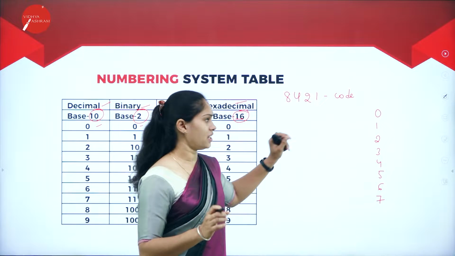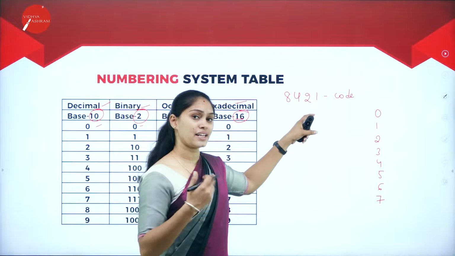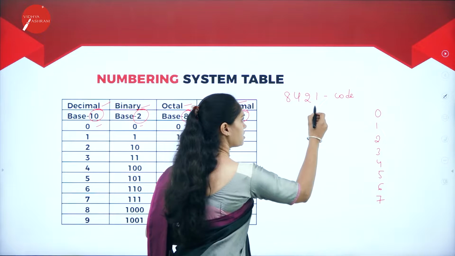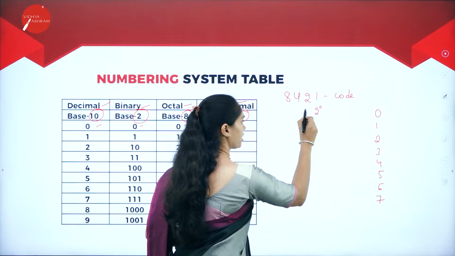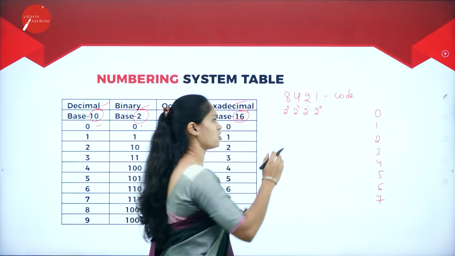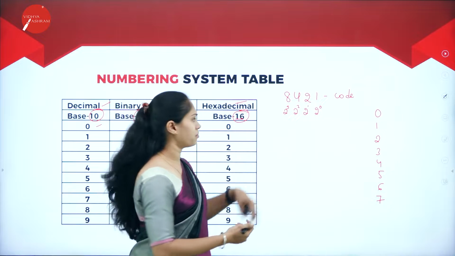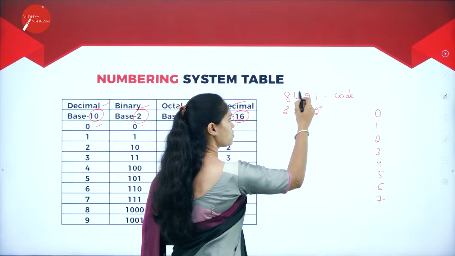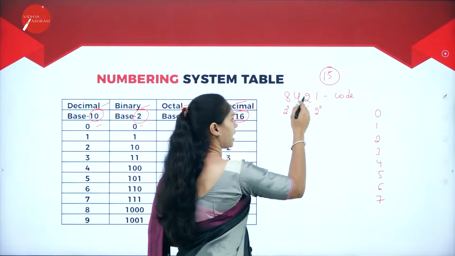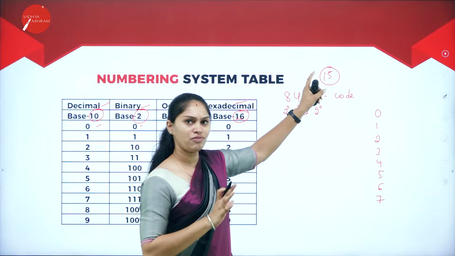Now you tell me, by adding which number can I get 0 here? Before that, understand, this 1 is nothing but 2 power 0, this is 2 power 1, 2 power 2, then 2 power 3. If you add all these numbers, how much will you get? 8 plus 4, 12, 12 plus 2, 14, 14 plus 1, 15. So this 8421 code will be enough to represent up to the value 15.